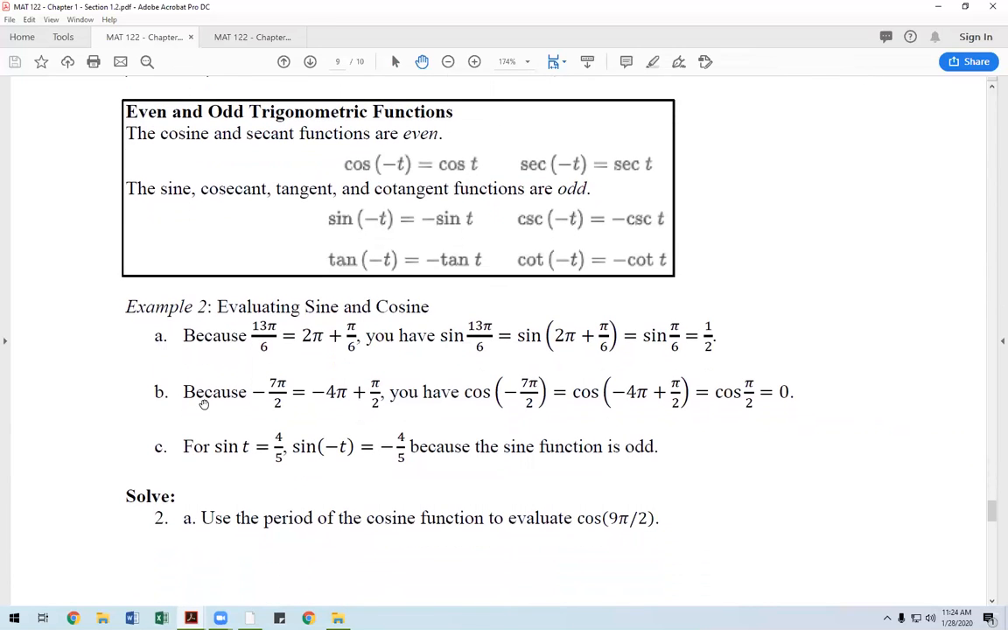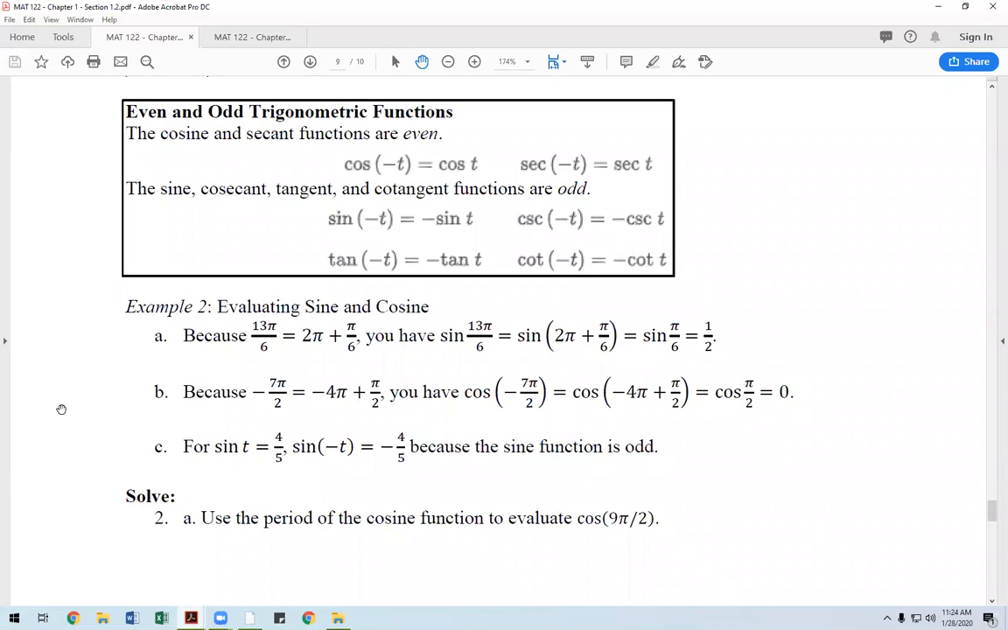Using that same concept, we are looking at negative 7 pi over 2. So again, how did they come up with negative 4 pi plus pi over 2? How did they split this number apart? Because you've got a negative 4 pi and a positive pi halves. Well, negative 8 pi over 2 is negative 4 pi, and you add pi over 2 because it's negative, to subtract that. So you're basically converting this into negative 8 plus 1 to get the negative 7. So negative 8 pi over 2 is where the negative 4 pi is coming from, and then we're adding a pi half so that it goes back to negative 7 pi halves.